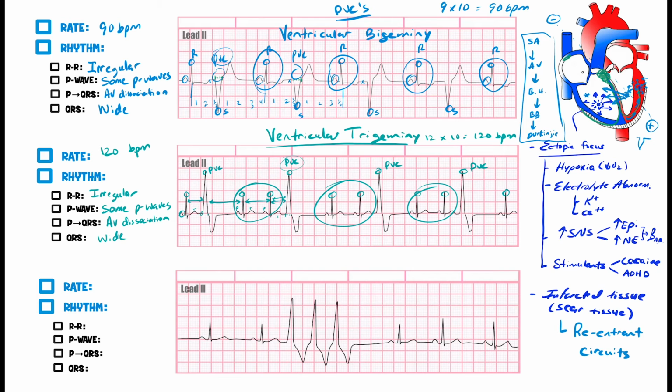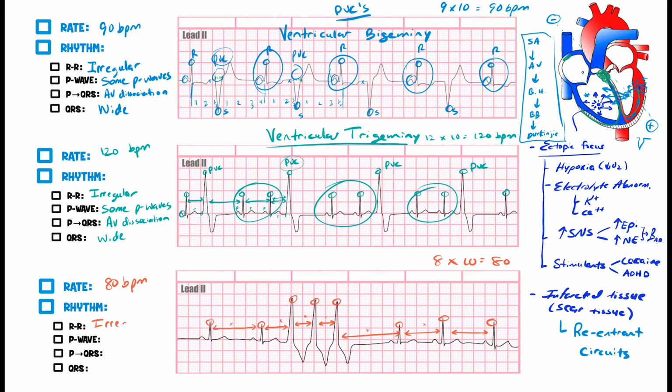All right? We have here, let's count up our rate. 1, 2, 3, 4, 5, 6, 7, 8. 8 times 10 equals 80. 80 beats per minute. All right, R to R interval. Look at that. And then look at this. Oh my gosh. This is all over the place, right? There's no consistency in these R to R intervals. There might be some consistency here and here, but between this one and this one, there's no consistency. Between this one and this one, there's no consistency. So this is definitely irregular.